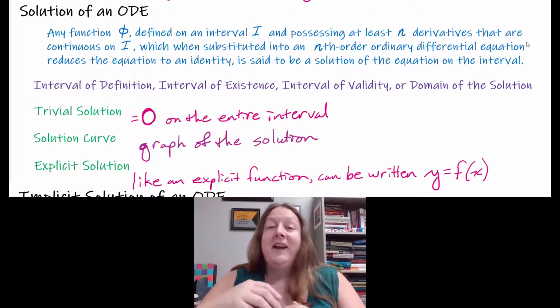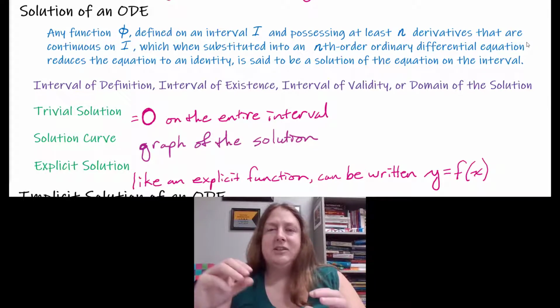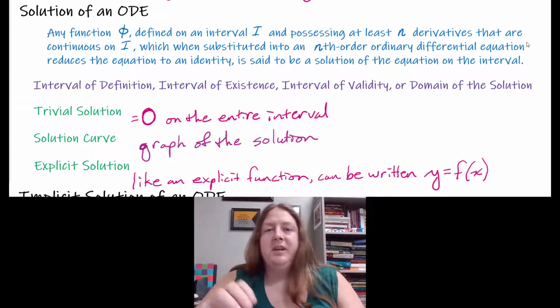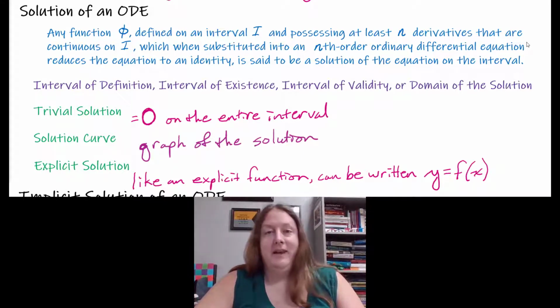When we talk about explicit solutions, this is like an explicit function that you saw maybe in Calc 1. They talked about explicit functions where you can write y equals f of x. And so you have your dependent variable equals some function of your independent variable, and you can actually write it that way. So that's an explicit function, and explicit solutions look like that.